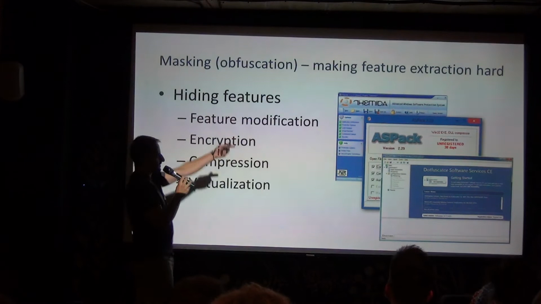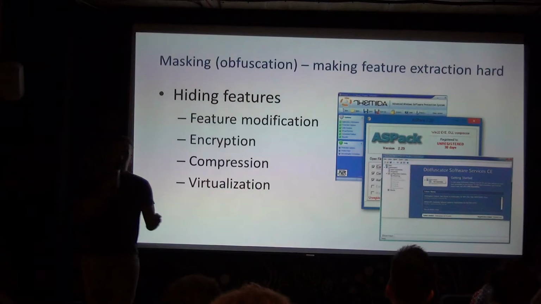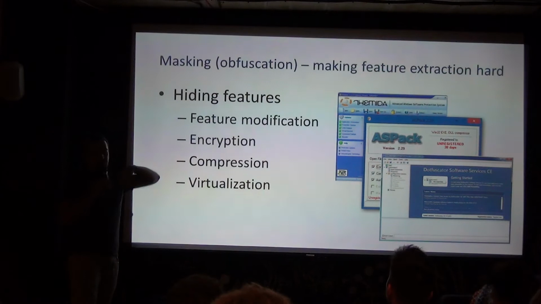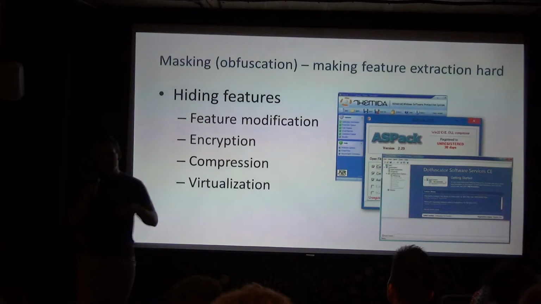For example, they do code virtualization. You have an application running for an x86 processor, and they translate every single instruction into a virtual machine, and this virtual machine is totally random, generated for this specific sample. So it's really, really complex. And they do it with multi-threading, with self-checks, so basically any analysis of this sample is crazy.